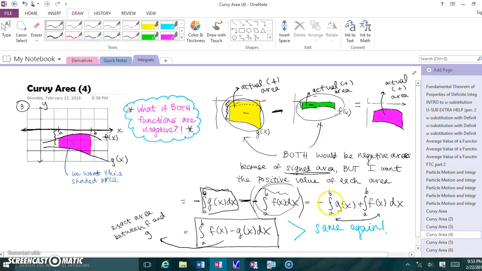F is positive, g is negative, and then I use properties of integrals where I can put them together with one integral sign because they're both from a to b. And look at that, it's the same thing again. So it ends up being the integral from a to b of f minus g. That gives me the exact area between f and g. Notice once again, f is the upper curve. It's the one that's higher up when you're scanning up and down the paper. G is the lower curve.